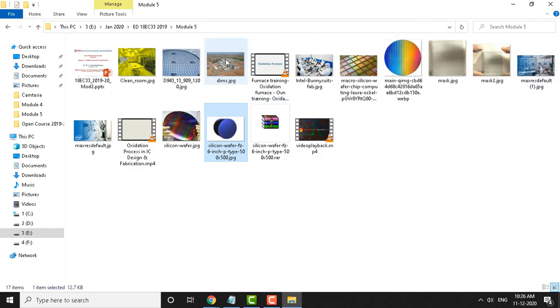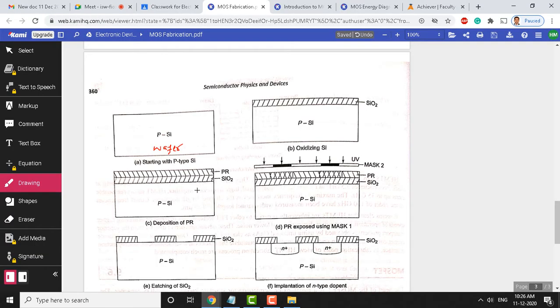Other things we will come back to later in module 5, where we'll discuss how to fabricate the BJT and MOSFETs. All those things we'll discuss in that topic. So that's what we want to share here.